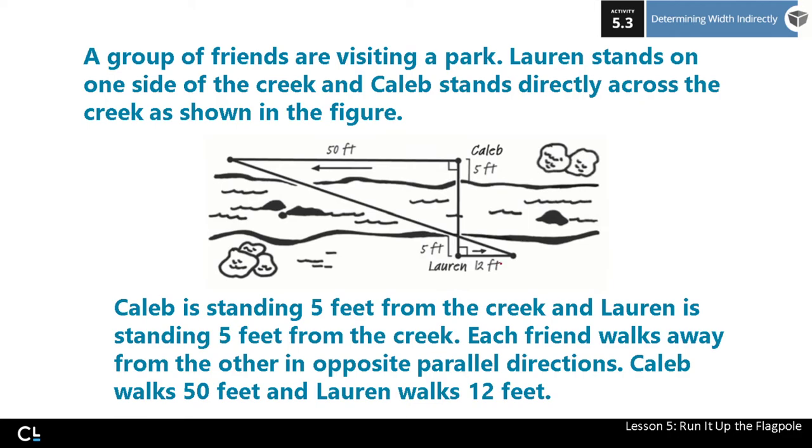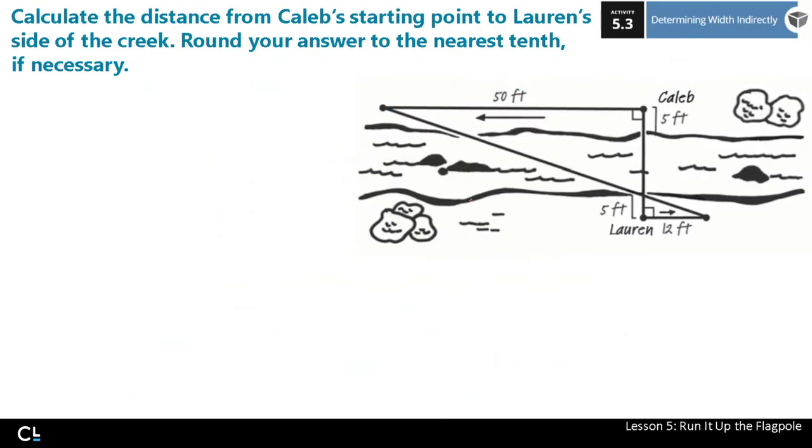What we want to know is, because this is just setting up the problem, what do we want to know? Calculate the distance from Caleb's starting point to Lauren's side of the creek. Round your answer to the nearest tenth. So we want Caleb's starting point to Lauren's side of the creek. So just here, not that whole distance, not to Lauren, just to Lauren's side of the creek. That's going to be our x.